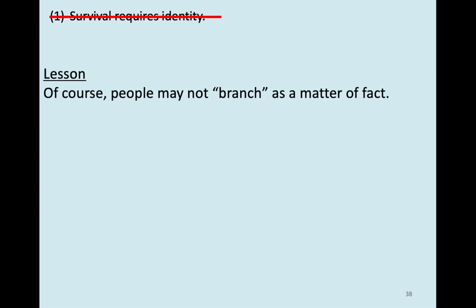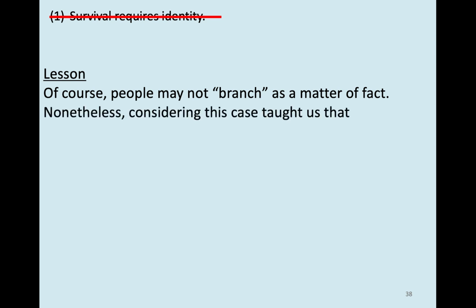So here's the lesson. It's of course true that people don't branch as a matter of fact. I should say that these cases we're describing are called fission cases, like nuclear fission. You split the nucleus, you split the atom into two. Here you split an individual into two. Okay, so people may not branch, or there may be no fission as a matter of fact. Nonetheless, considering this case has taught us an important lesson: that survival doesn't need to be all or none. It doesn't need to be a matter of identity. It can be a matter of degree.